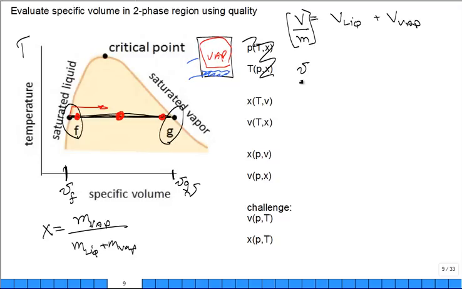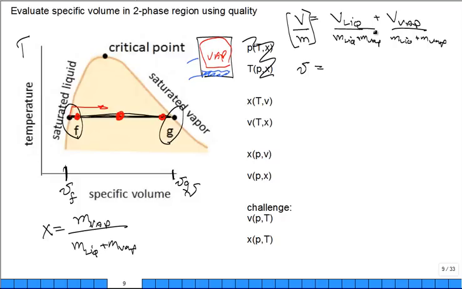So the specific volume of my mixture, having some liquid, some vapor, is the total volume divided by the total mass in the mixture. So that's equal to mass of liquid plus mass of vapor. Did I do that right? The total mass is the sum of mass liquid, mass vapor.